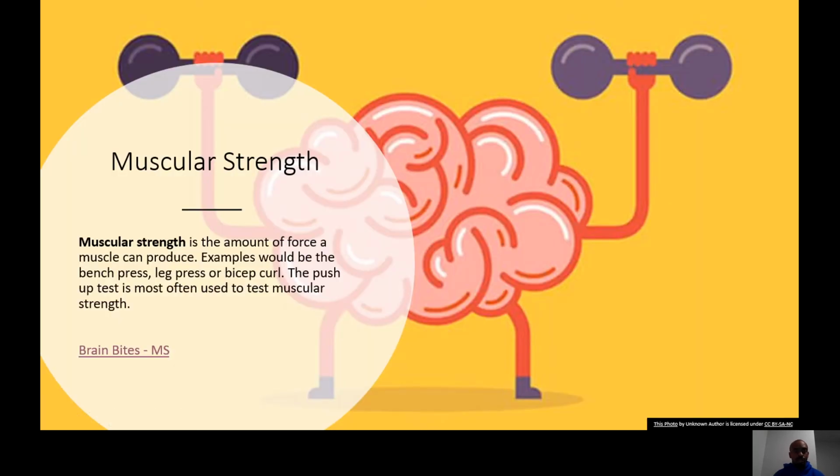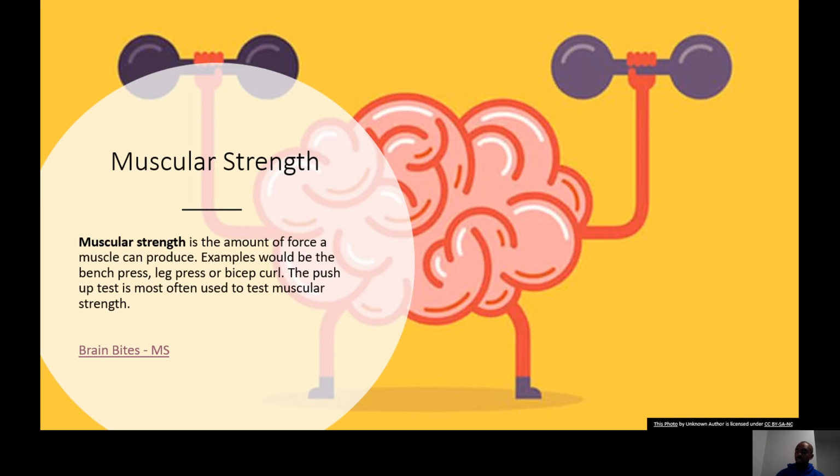Okay, muscular strength is the amount of force a muscle can produce. Examples would be the bench press, leg press, or the bicep curl. The push-up test is most often used to test muscular strength. For those that are not familiar with the push-up test, it is one of our FitnessGram assessments that we will begin with shortly. That's going to be one of the first things that we do after our Living Through History cornerstone.